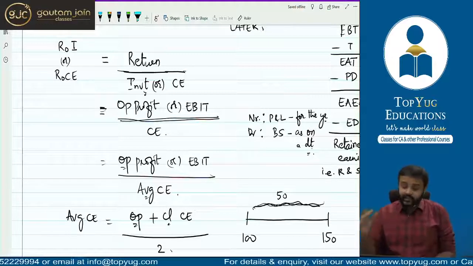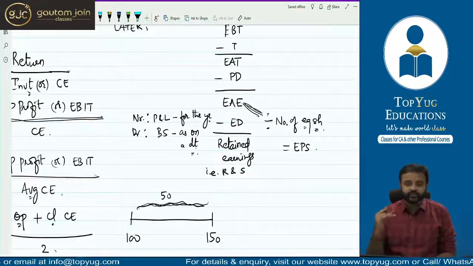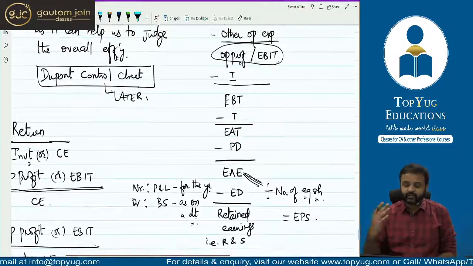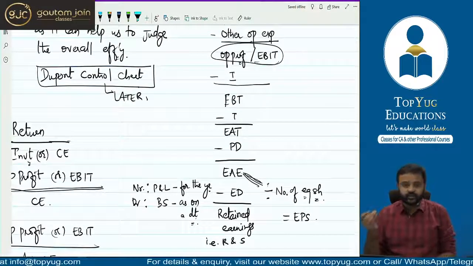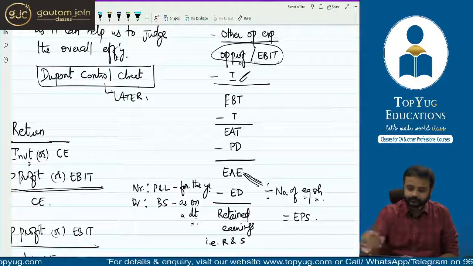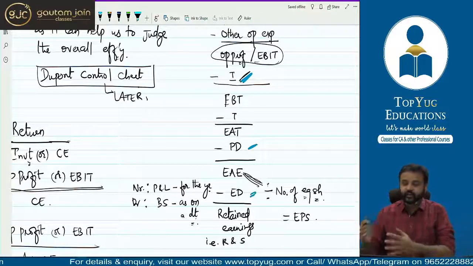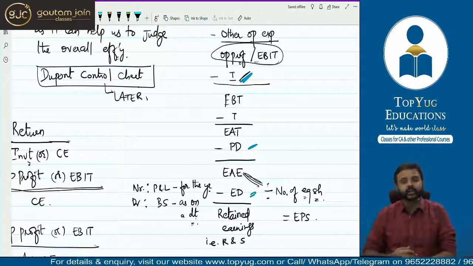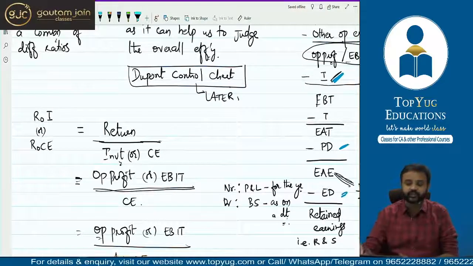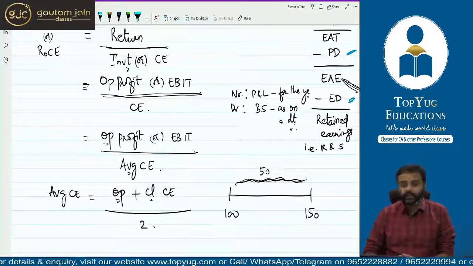Or you can think of it like this: capital employed means debt plus equity. Debt means they want interest, equity means they want dividend. So this debt and equity, who get interest and dividend, it is paid out of what? Paid out of EBIT, paid out of operating profit. That way also you can think, right? So that's where we have written operating profit or EBIT upon capital employed.